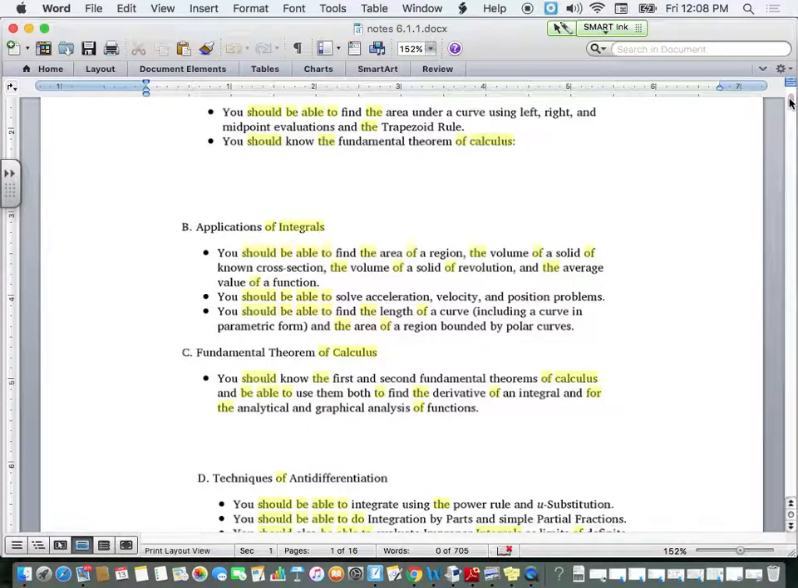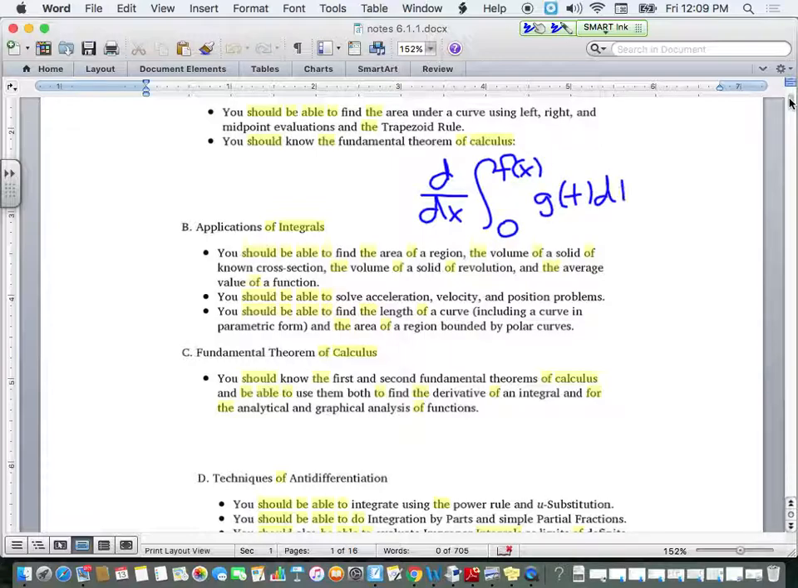There are two parts to it. The derivative of the integral from 0 to, we'll say f of x here, of g of t dt. Remember what to do? You just move the f of x down where the t is: g of f(x) times the derivative of f(x), f prime. And if that upper limit is just x, it's just g of x. They are going to test you on that.